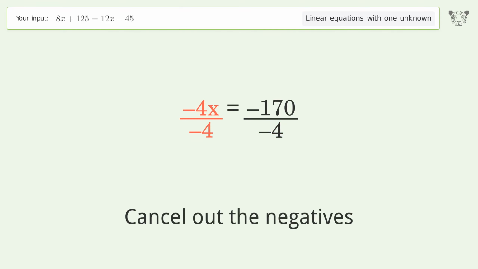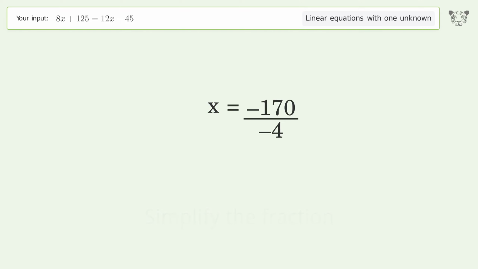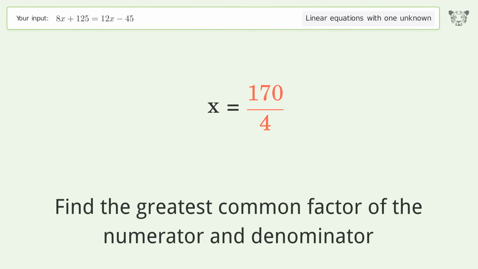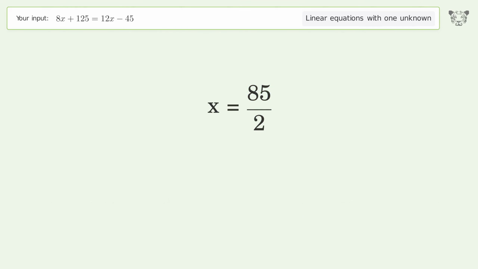Cancel out the negatives. Simplify the fraction. Cancel out the negatives. Find the greatest common factor of the numerator and denominator. Factor out and cancel the greatest common factor. And so the final result is x equals 85/2.